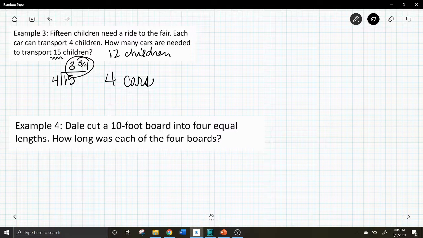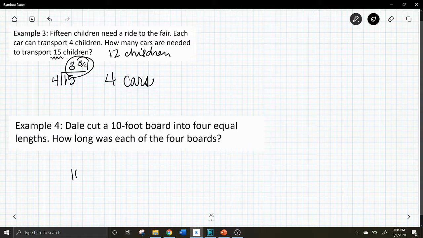All right, so this is the situation opposite of the last one. The last one we had to round down. This one we have to round up because we need more cars in order to get the children to the fair. Okay? Example 4, Dale cut a 10-foot board into 4 equal parts, 4 equal lengths rather. How long was each of the 4 boards?